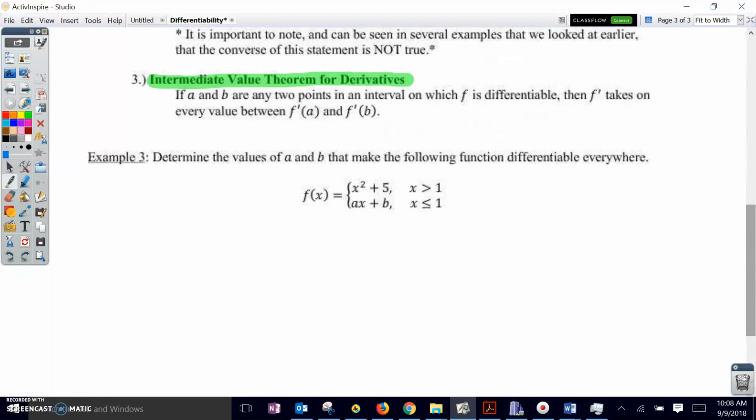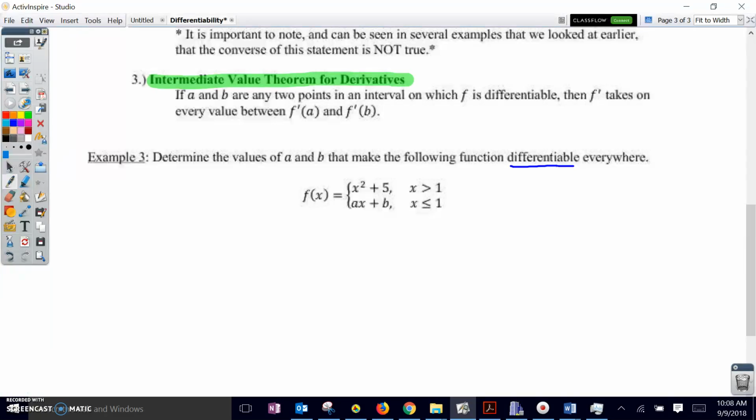the following function differentiable everywhere, and we're going to use bullet point 2 up here. We're trying to show where this is differentiable, and first of all, realize that each individual branch of the piecewise function is continuous, and it's also differentiable. The x squared plus 5 is a parabola, which is a smooth curve. Ax plus b is a line, which is a smooth curve. So they're both differentiable. So the place where we're really concerned is at x equals 1.